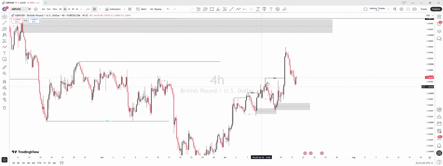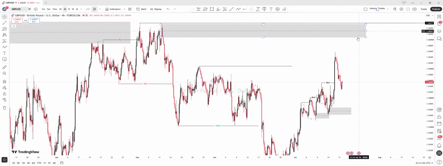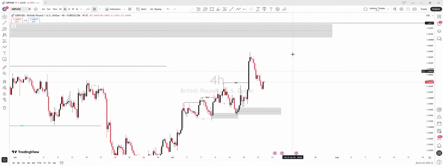So whatever is happening is just a pullback. That is the same thing we are doing here, guys. This is just a pullback for the market to come to this zone, and then we look for selling opportunity around that area, of course, with the confirmation.